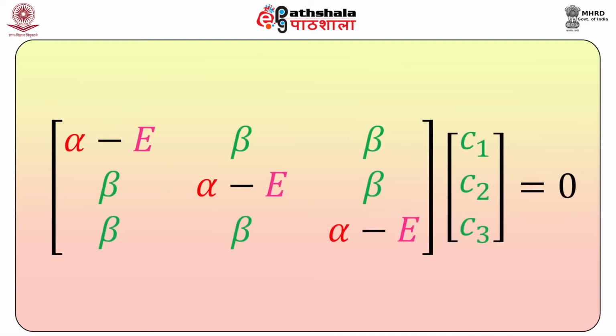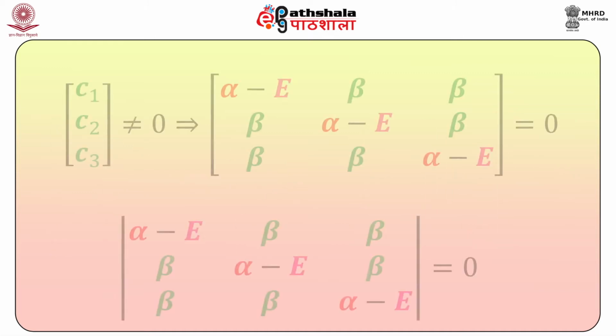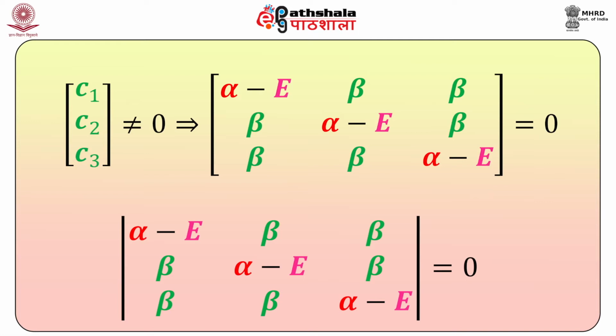So now applying these approximations to the Huckel determinant, we get the following form. The first row becomes alpha minus E, beta, beta. The second is beta, alpha minus E, beta. And the third is again beta, beta and alpha minus E. Then we have the coefficients column C1, C2, C3. Since the coefficients are not equal to 0, because if each of these coefficients were 0, the molecular orbital would not exist, the Huckel determinant is equal to 0.